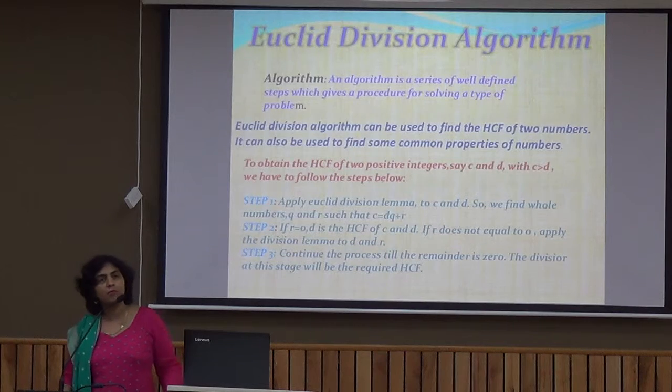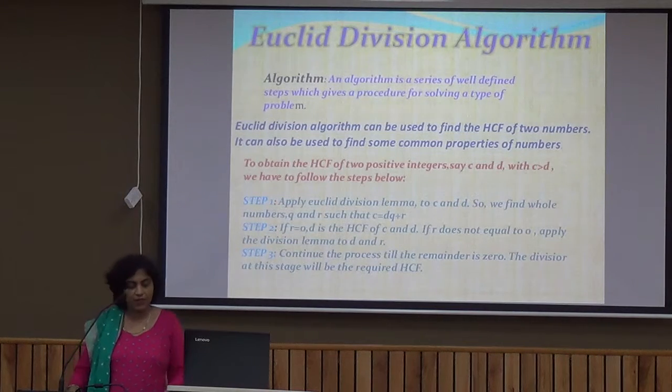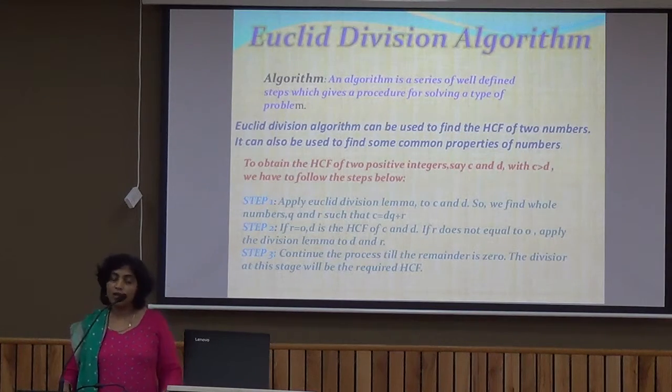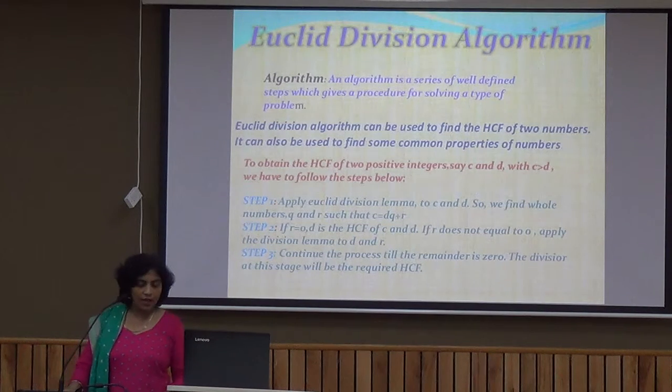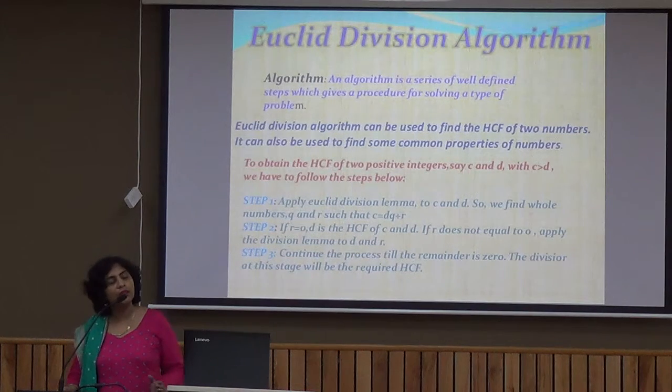Let us take those two numbers as C and D, where C is greater than D. So what are our steps? Step 1: we apply the lemma on C and D so that we find whole numbers Q and R such that C is equal to DQ plus R. Now if R is 0, then D is the HCF of C and D. But if R is not 0, we apply the lemma to D and R. Then we again continue the process till the remainder becomes 0.